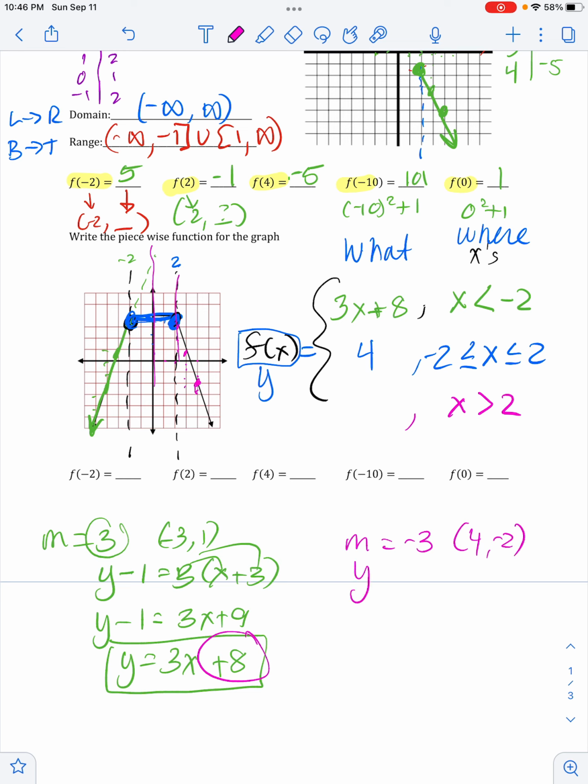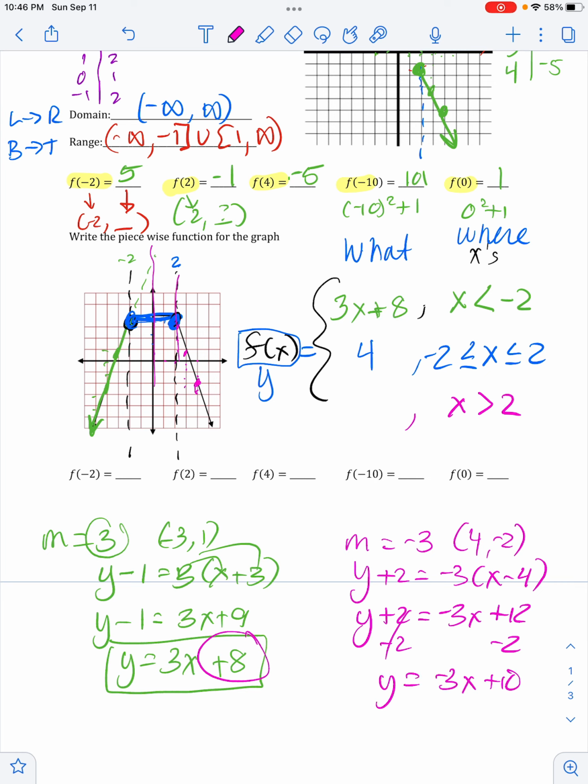So y minus y1, so that turns to plus m times x minus x1. And then you do the same thing every time. Distribute and move this over. So now I have my rule, negative 3x plus 10. Okie dokie.